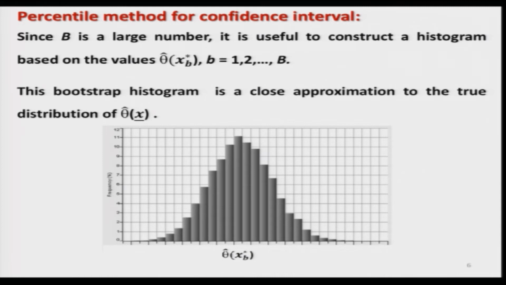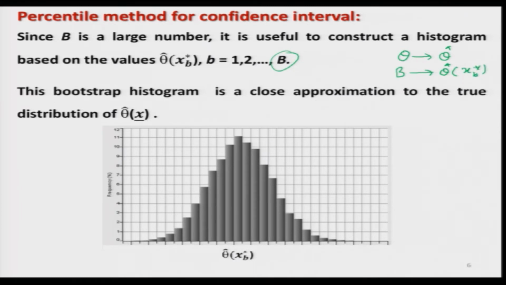So we know that we have a parameter of interest theta, and we want to estimate it by an estimator theta hat, but it is difficult to obtain the finite sample properties of the sampling distribution of theta hat. So we try to use the bootstrap methodology, and we draw capital B bootstrap samples, and in each sample we compute theta hat, and this is denoted here by theta hat x b star.